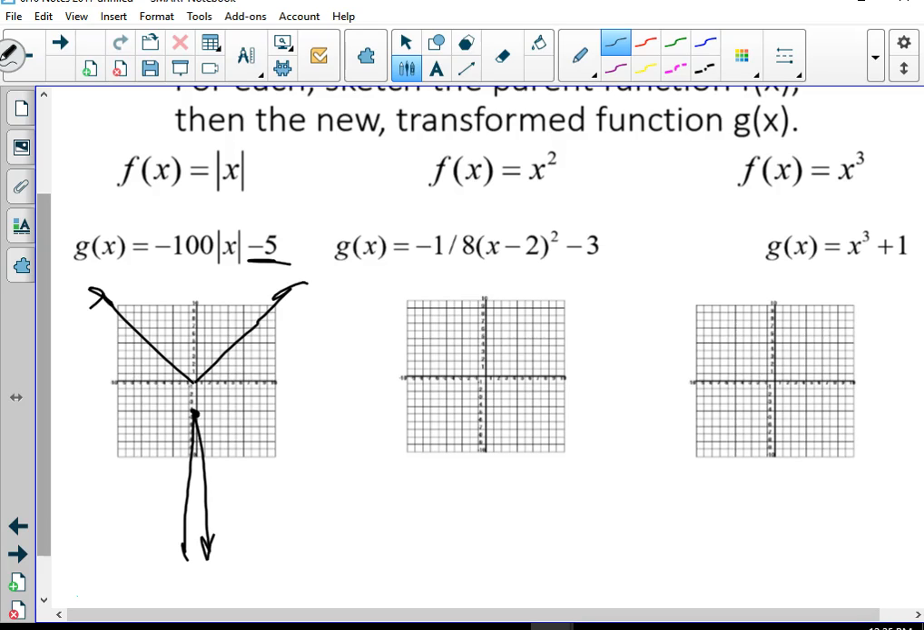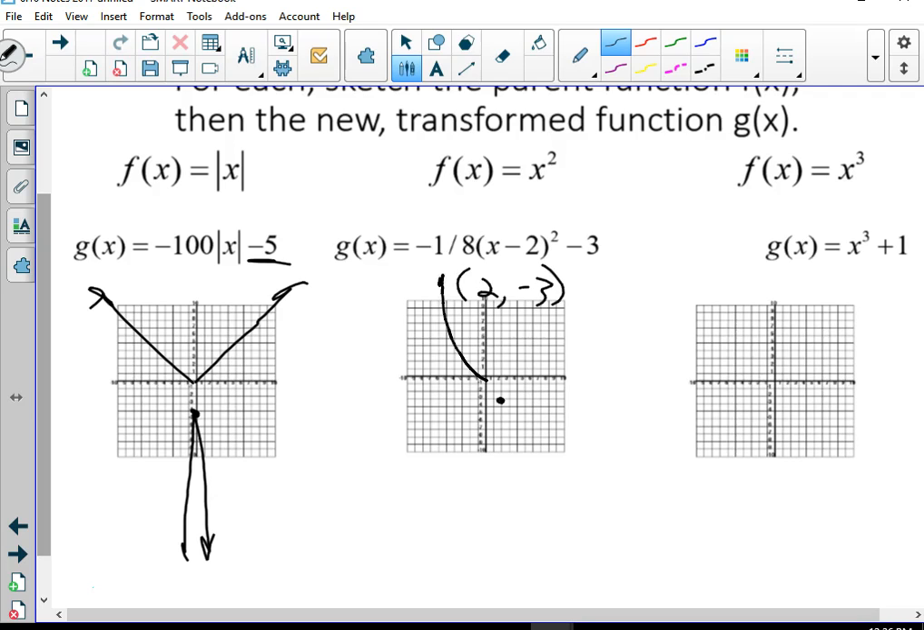Okay, what's the vertex on this one? Well, that's part of it. What's this number? 2. So 2, negative 3. Right there. Okay? Now it's a parabola, right? I'm sorry, my bad. That's the transfer one.